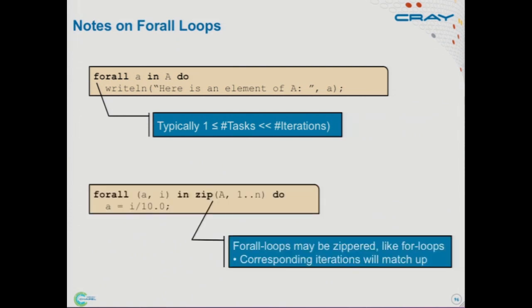The other thing about forall loops that's a little bit interesting is you can invoke these with zippered iteration, and you'll still get a data parallel implementation of those loops where the matching things will line up. So it's not like I'll have an arbitrary element from A and an arbitrary index from 1 through n and match those up. Like the name suggests, they'll zip together the way you would expect.